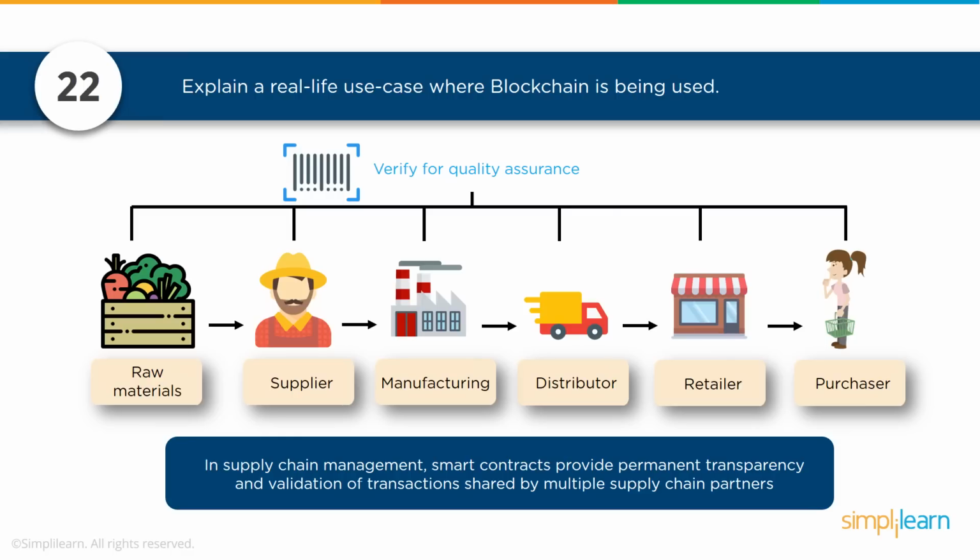Explain a real life use case where blockchain is being used. So supply chain is the biggest adopter of blockchain, and as you can see, as the raw material is exchanged between different entities in a supply chain, the traceability of that particular digital asset, which in this case is raw material, is a big case study on blockchain. In supply chain management, smart contracts provide permanent transparency, traceability, and validation of transactions shared by multiple supply chain partners. So at each level, each supply chain partner has to register a transaction when it receives a product and then when it passes it on. So basically, the purchaser, when consuming the end product, can see the entire journey of the product.